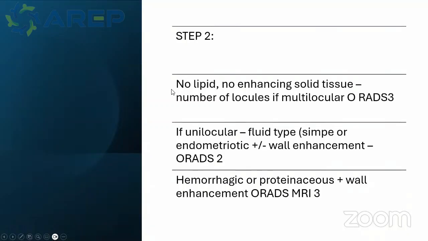Then coming to the fluid component here. A multilocular lesion with any fluid signal is O-RADS 3. Unilocular, but the fluid type is simple or endometriotic without wall enhancement, is 2. But unilocular with hemorrhagic or proteinaceous fluid with wall enhancement is MRI 3.